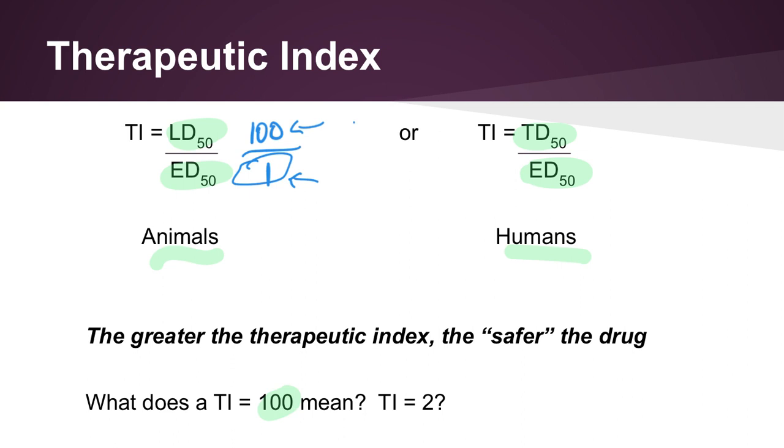So that's a really, really big number versus 2/1. If you're giving 1 gram, then it means 2 grams could kill half the population. So that's a really kind of close margin here, whereas this is a much, much bigger window. So it's a lot safer.